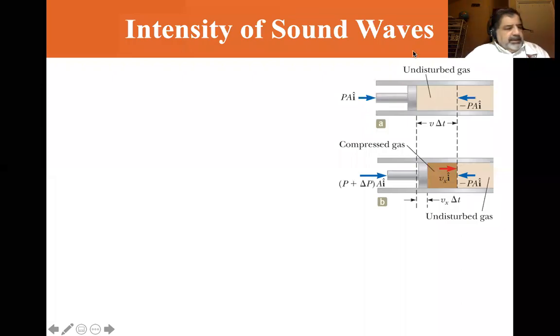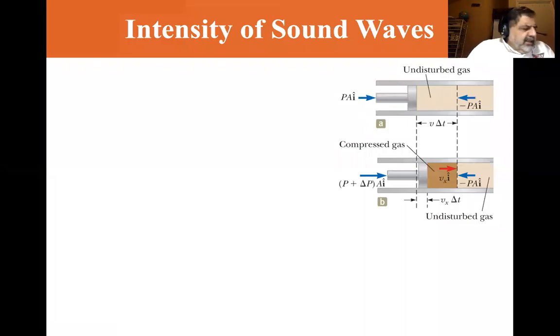All right, we're at, I think it's 16.8, the intensity of sounds, and there's a few sections in here. We're probably going to go through this math fairly quickly to get down to the main equation.